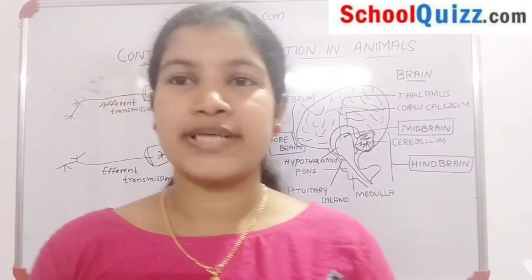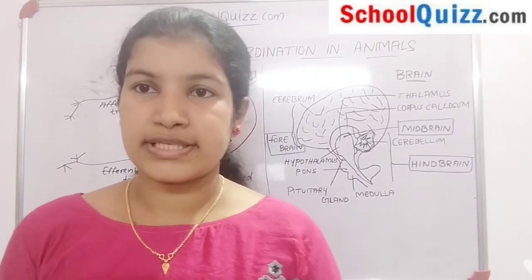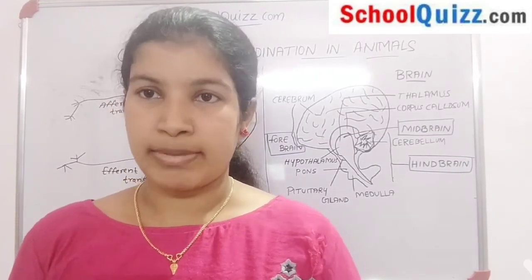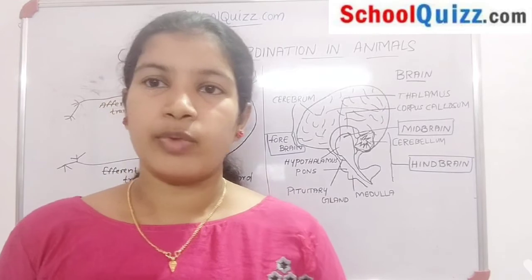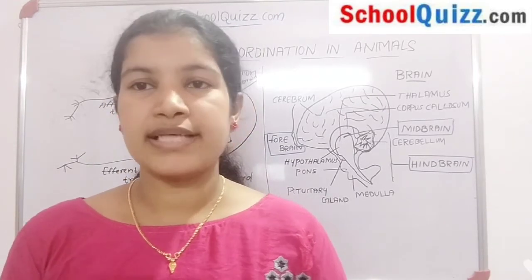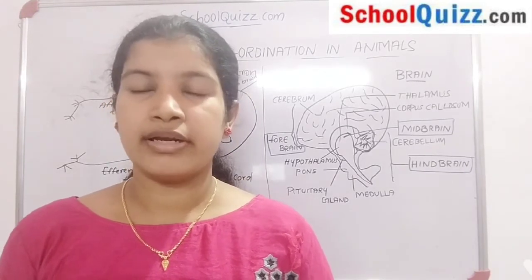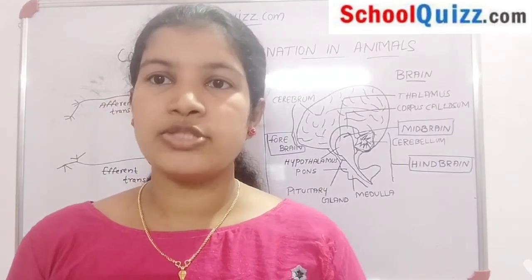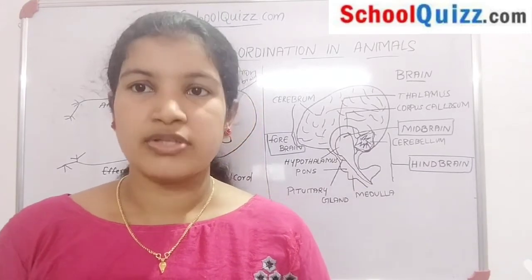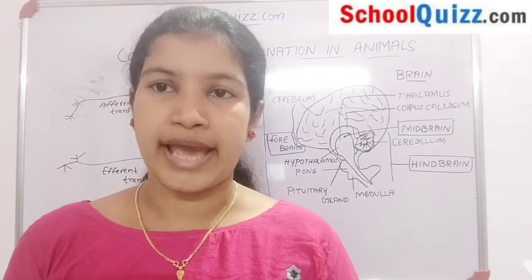Today we are going to discuss the important topics of biology of the CBSE 10th term 2 syllabus. We are dealing with control and coordination in animals. In the previous class we dealt with control and coordination in plants. For better understanding of the topic, please do watch the previous video. So let's move on to the topic called control and coordination in animals.